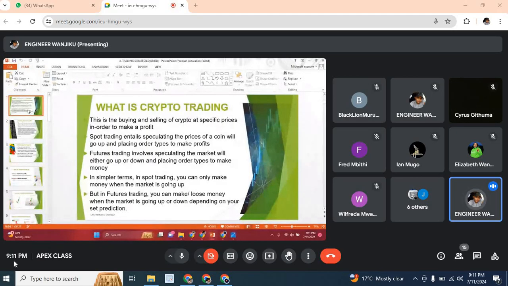If I predict that BTC is going to go down and I have my sell position, and BTC actually goes down, then I'll make my money. And if the market goes against your prediction, then I lose that money. So that's the difference between spot trading and futures trading.